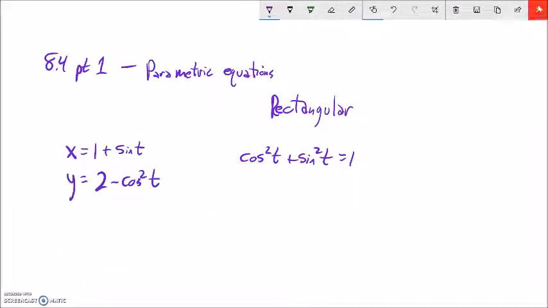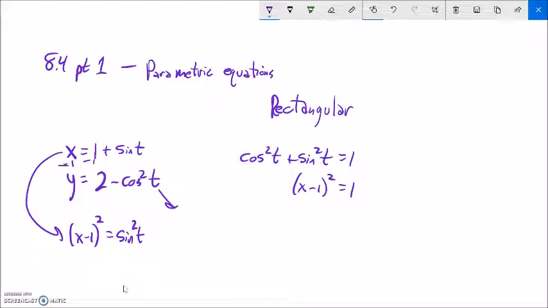Let's just do one more of these sorts of parametric equations, turning them into rectangular. Remember, what we're going to use is cosine squared plus sine squared equals 1. So we want to get both the x and the y terms in terms of sine squared and cosine squared. So I'll take this first one with the x. Looks like I could just subtract 1 from both sides. And then I want it to be a sine squared, so I'm going to square both sides. So I know that sine squared is equal to that. So sine squared can get replaced with x minus 1 squared.